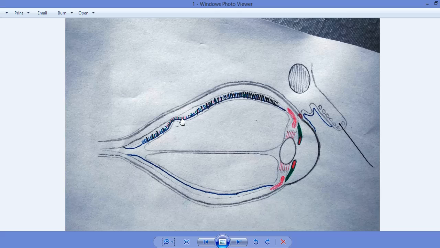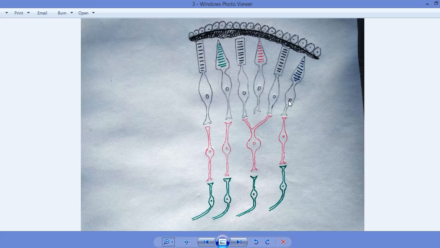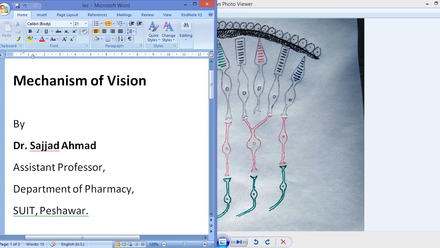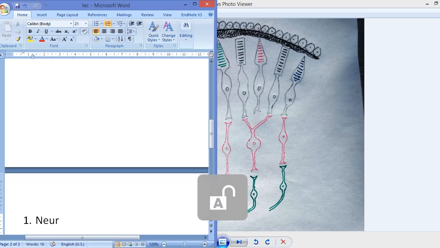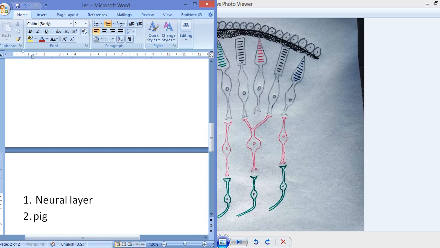Actually, the retina consists of two main layers, just like the eyeball consists of three main layers. The retina is the inner layer, the second layer is the choroid, and the third, or the outermost layer, is the sclera. So the retina is further divided into two layers, the neural layer and the pigment layer. For example, in this diagram we can see that this is the pigment layer and this is the neural layer. I'm going to write it: neural layer and pigment layer.